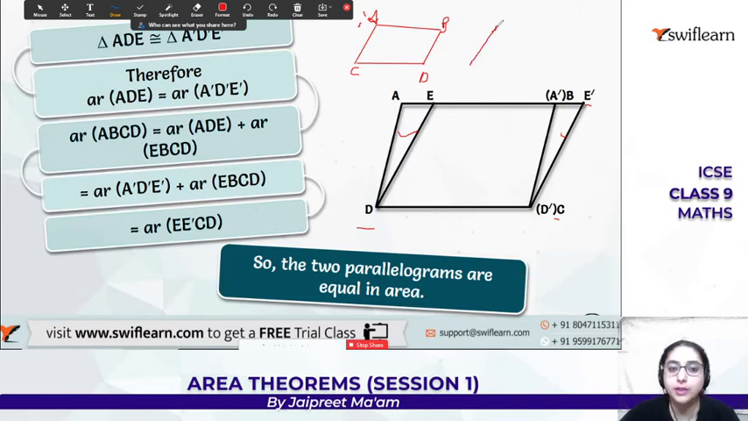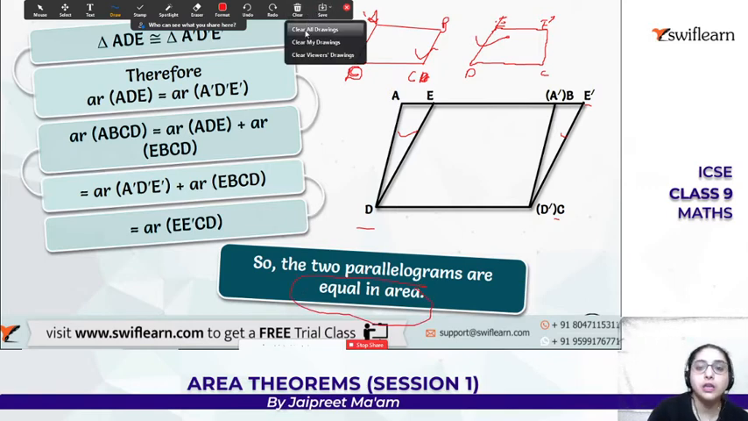Now we have found that the areas ADE and ACD are equal. So we have this E', C and D. These were two congruent figures. So D is here and C is here. So these were two parallelograms and we have found that they are equal in area.